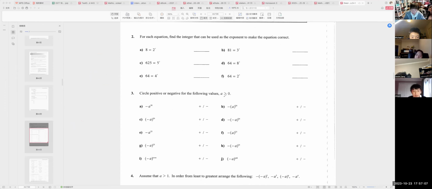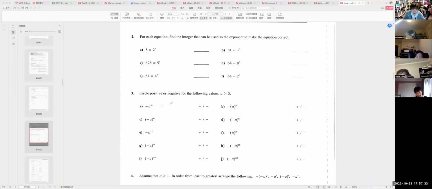So let's see if A is bigger than 0. Negative A to the power 30 equals what? A lot of students said, hey, I got a teacher and she told me that if the power is even, then this whole number is positive. Did you see the bracket? No. If you have the bracket, this is positive. But this one is not bracketed.